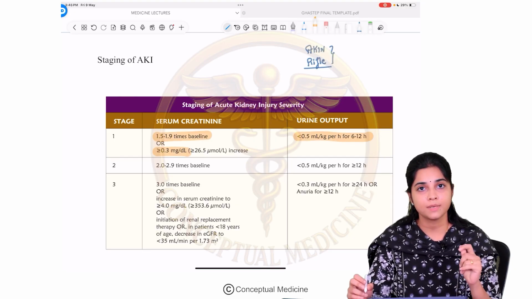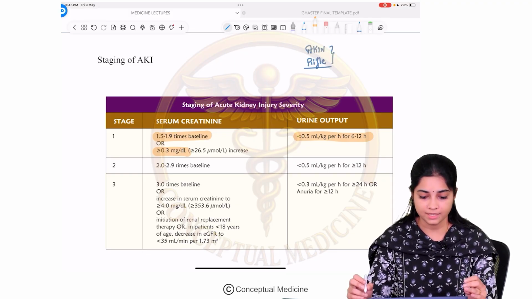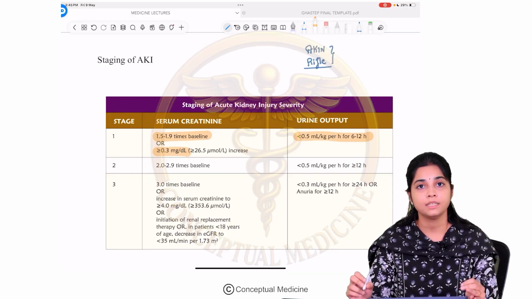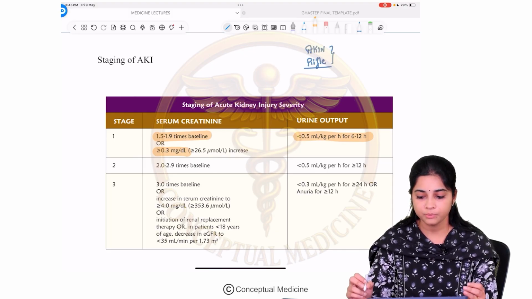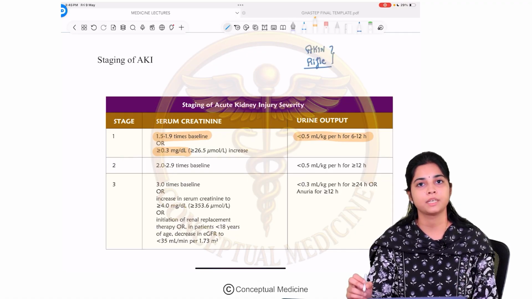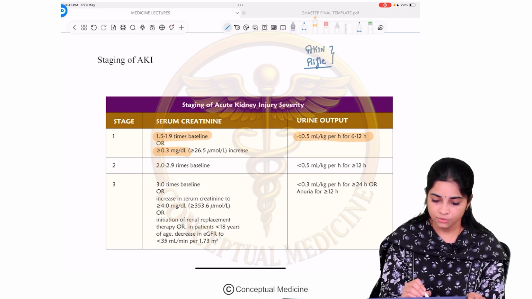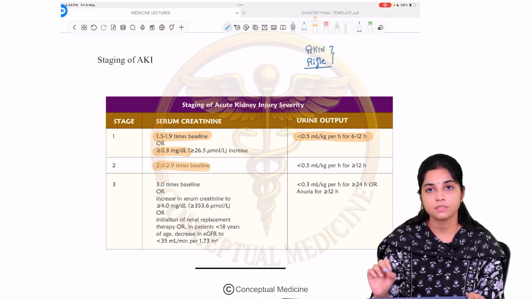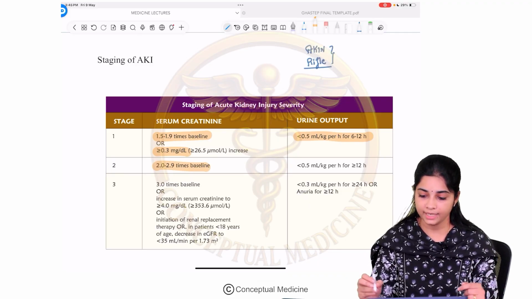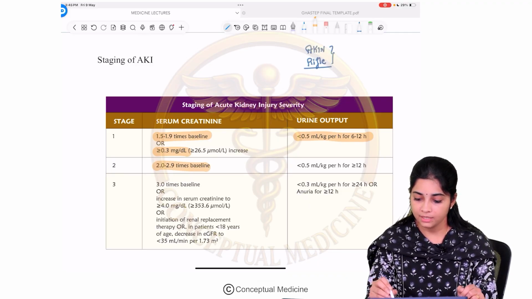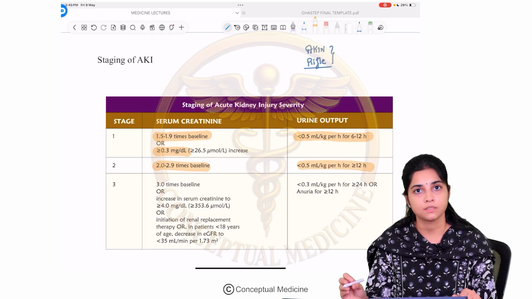So stage 1 is basically when the serum creatinine is 1.5 to 1.9 times the baseline, or there has been an increase by more than 0.3 milligram per deciliter, or the urine output has been less than 0.5 ml per kg per hour for past 12 hours. Then stage 2 is when the creatinine is 2 to 2.9 times the baseline, and the urine output has been less than 0.5 ml per kg per hour for more than 12 hours.